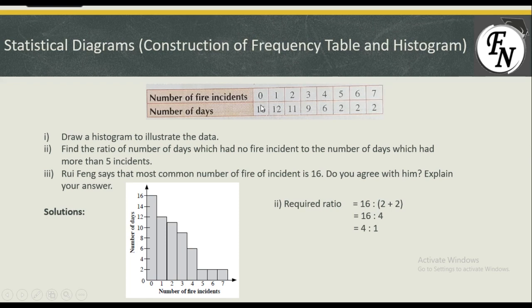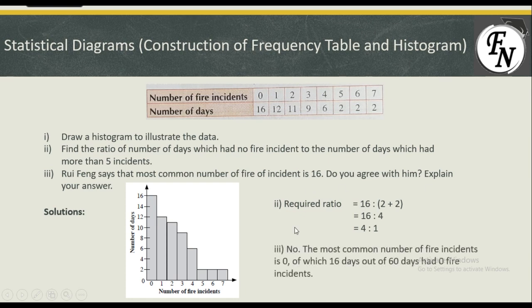And when we talk about 0 incidents, that happened on most of the days. So we need to explain that this statement is wrong. So the answer is no. The most common number of fire incidents is 0, of which 16 days out of the 60 had 0 fire incidents. So out of the 60 days, there are 16 days which had no incidents. This is shown by this table.